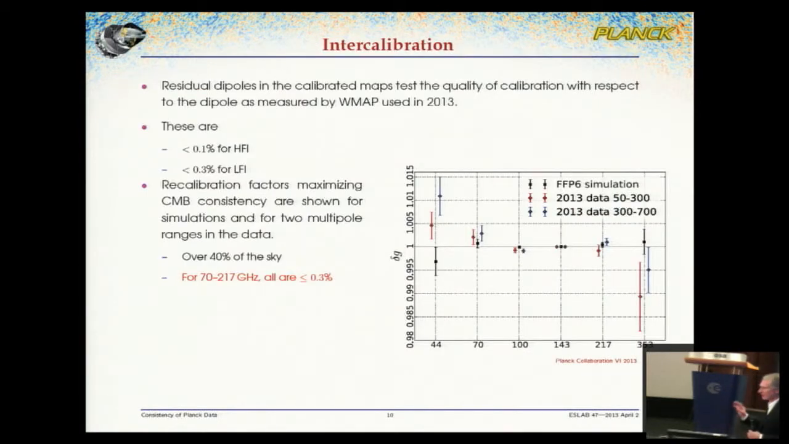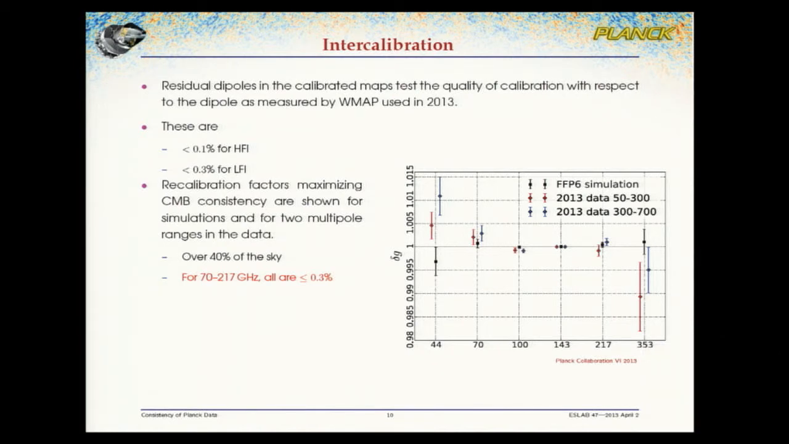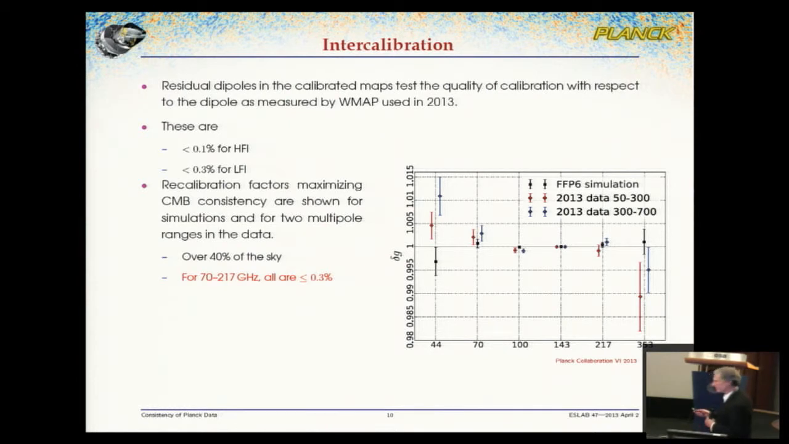Okay, a couple more tests. This is also ways of comparing HFI and LFI. Residual dipoles in the calibrated maps test the quality of calibration with respect to the dipole as measured. We use the WMAP dipole as the dipole that we calibrate to in 2013. It will be the orbital dipole, or orbit modulation of the dipole in 2014, but we use that for this year. And if you look at residual dipoles, these are less than 0.1% for HFI and less than 0.3% for LFI.